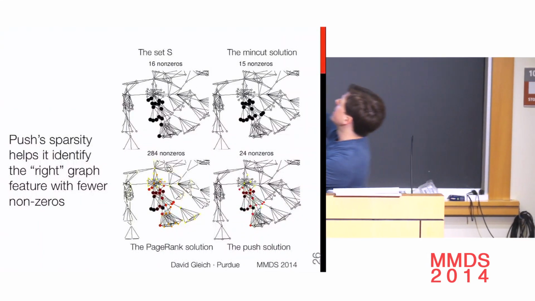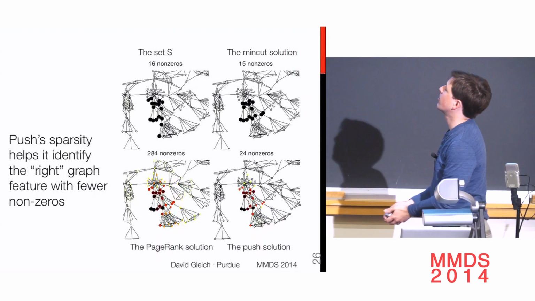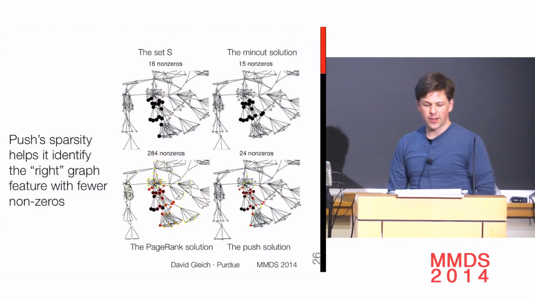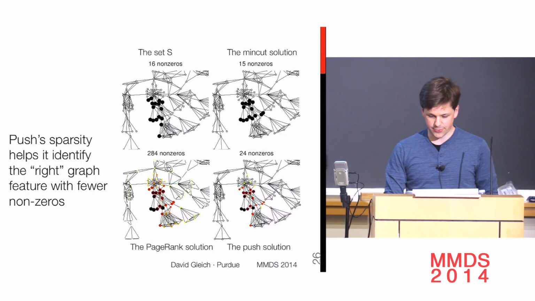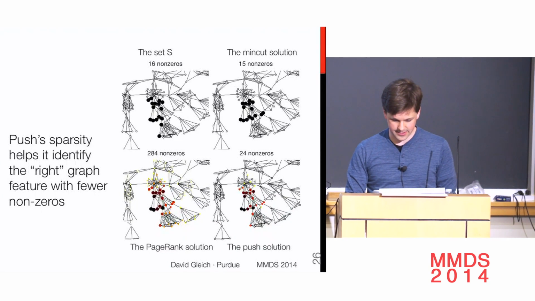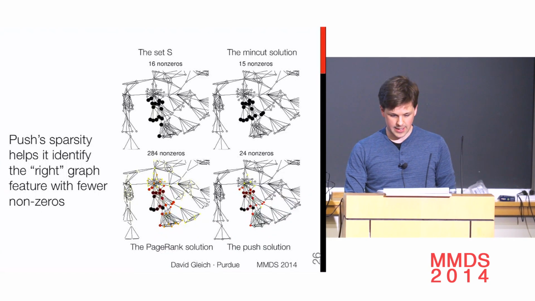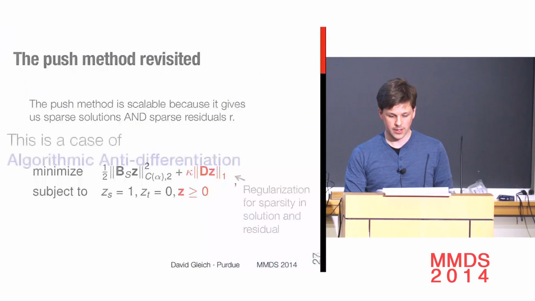I was going to go over a little bit about how push helps identify the right thing with sparsity. I'm running a little bit low on time, and I don't think this is the most interesting thing, so I'm going to skip to some of the work on the heat kernel.